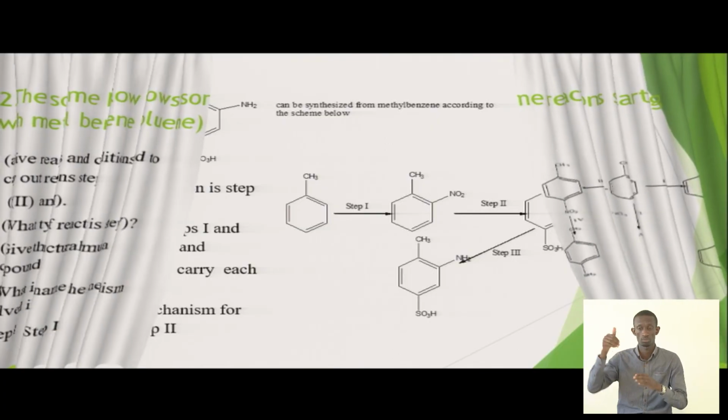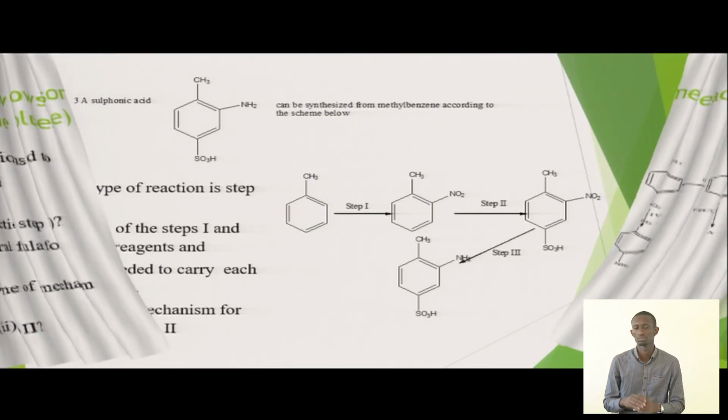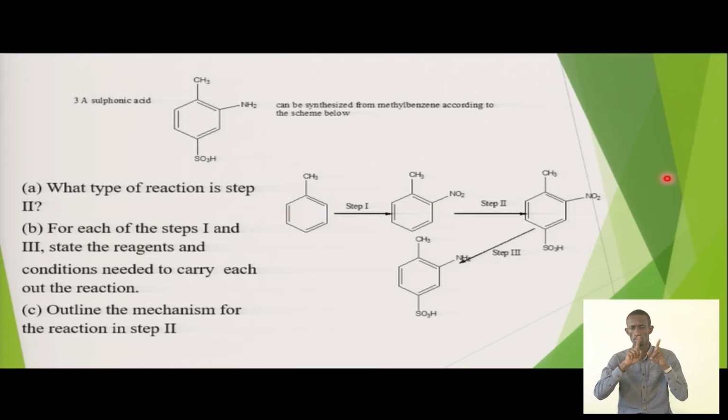So let's look at the last, probably, that could be the last question that we'll be able to answer. A sulfonic acid can be synthesized from methylbenzene according to the scheme below. This is the sulfonic acid mentioned, and it can be synthesized from methylbenzene through the steps that are indicated. Step number 1, step number 2, step number 3.